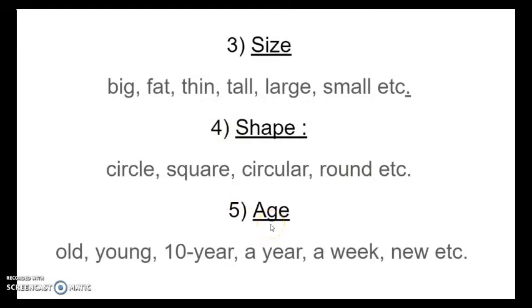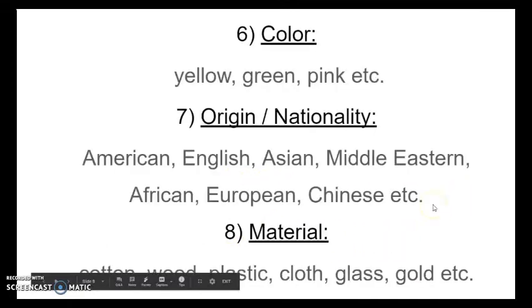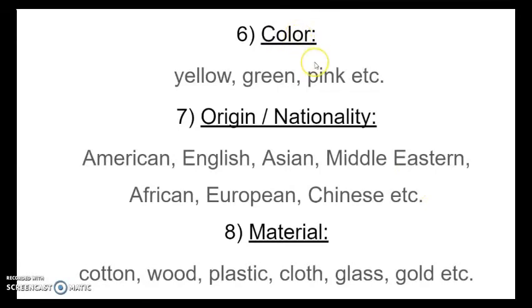In fifth position, you find the adjectives of age. For example, when you say that something or a person is old, someone is young, when something is 10 years, 5 years, a year, a week, or when you use the adjective, for example, new. Those are adjectives of age, right? So those go in fifth position. The colors, remember that all the colors in English are adjectives, so they are in the sixth position. All the colors that you can find, they are in the sixth position.